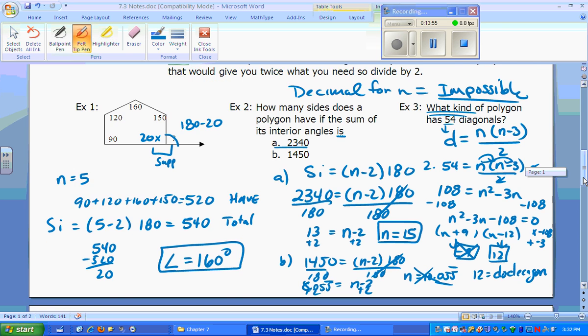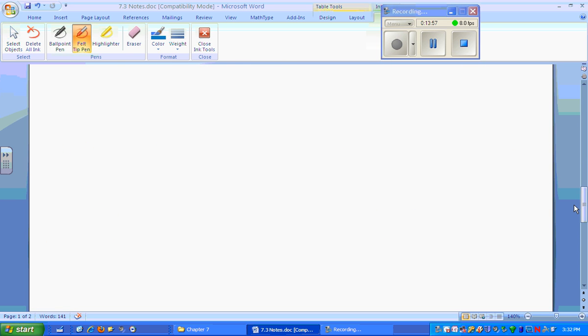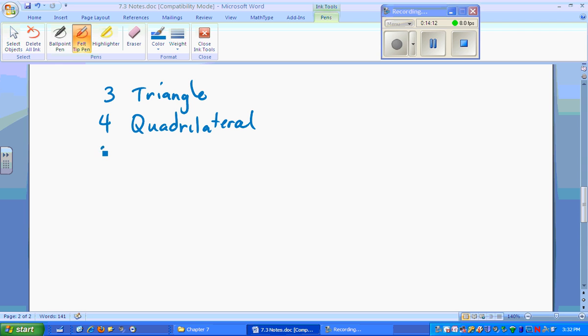That takes us to the end, but I'm going to quickly give you the names for the figures if you do not know this. So a three-sided figure is a triangle. 3. 4, quadrilateral. 5, the pentagon.